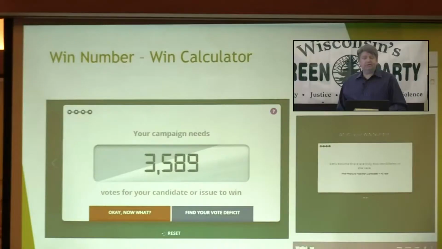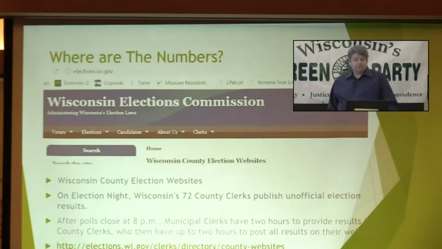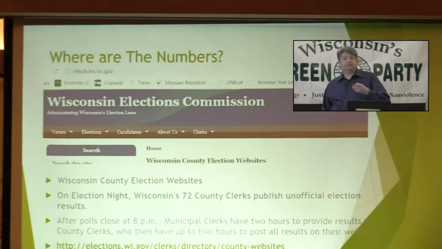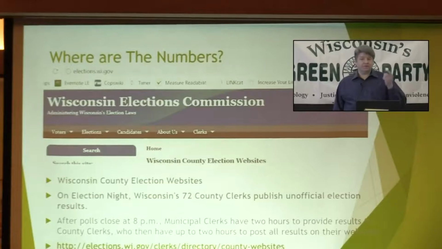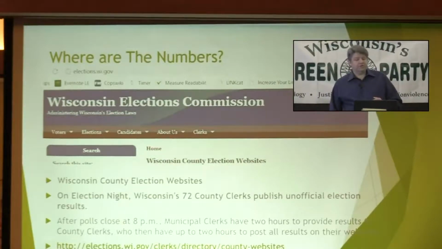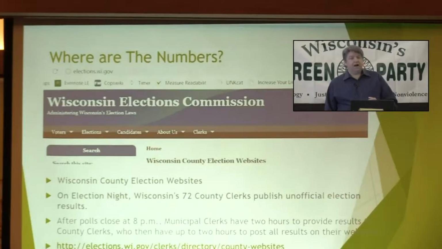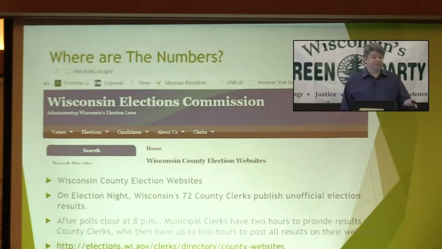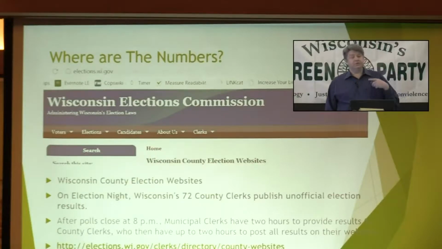Plug it into this magic calculator here. It's not real complex math, but it basically comes back and tells you how many votes you're going to need to win. So one of the other spots to go, depending upon what race you're in, for example, if you're running for state legislator, you might need to go to the Wisconsin Elections Commission. They're going to have all the numbers you need, as well as links to many of the numbers, and the ones that they don't have, they will have the links to.